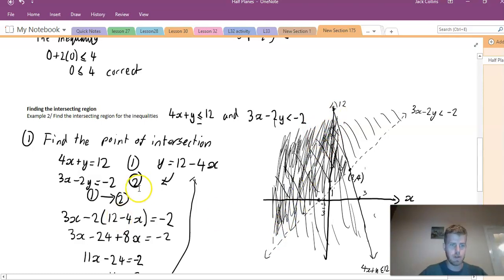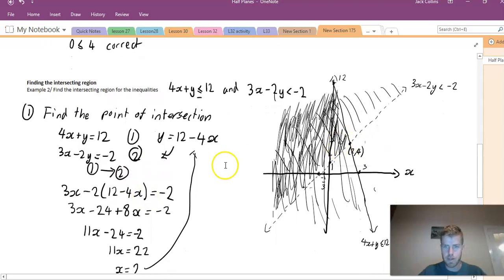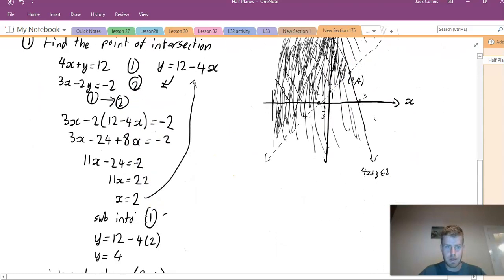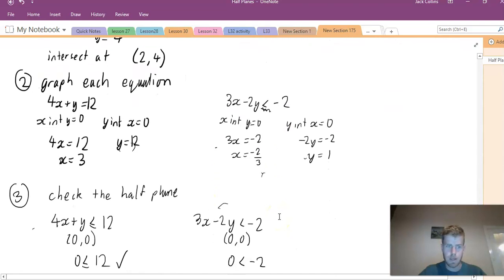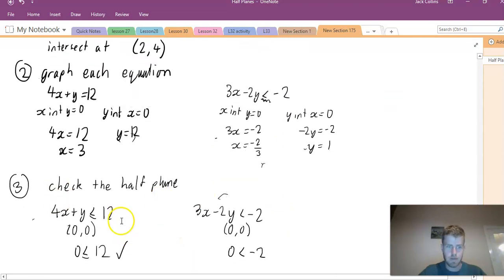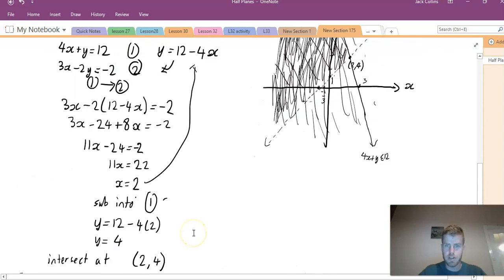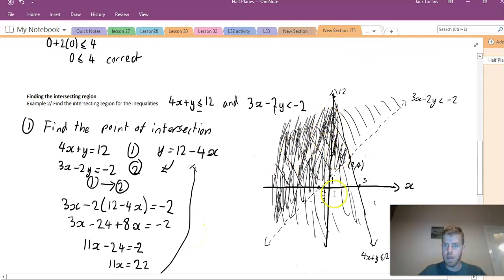Okay, so with this process, you want to first find our point of intersection, so we can identify where they meet. The next step is to graph each equation by finding the x and y intercepts. And the last part is to check the half plane. So check which regions meet each inequality, and the region that meets both inequalities would be our final solution, which you'd color in here. I would suggest using a different pen, using clear lines. It's a bit tough with the online technology here.